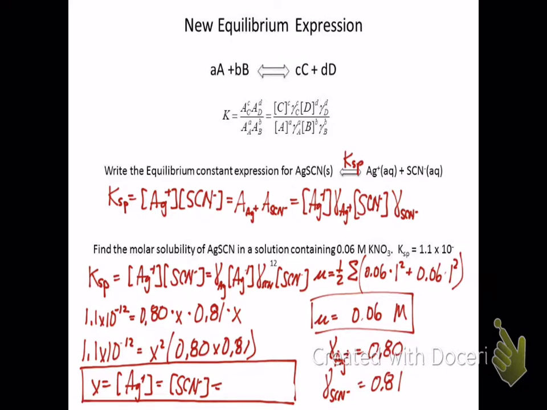We can plug those into our equilibrium expression using our numeric value for KSP and these activity coefficients. We end up with only one unknown, and that's X, and we can solve for that quite simply algebraically. We see here that X is equal to 1.3 times 10 to the negative 6th molar.